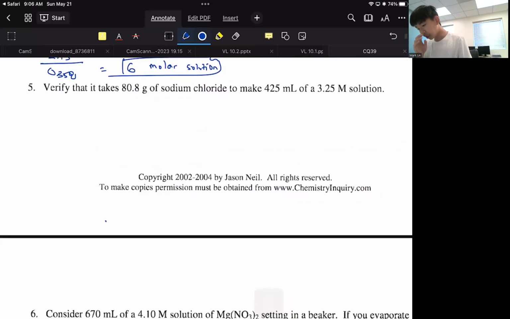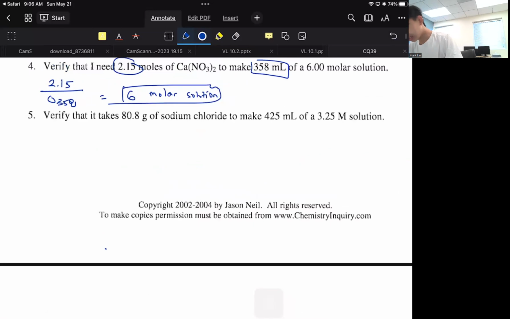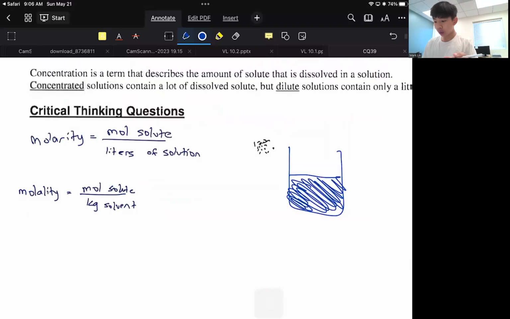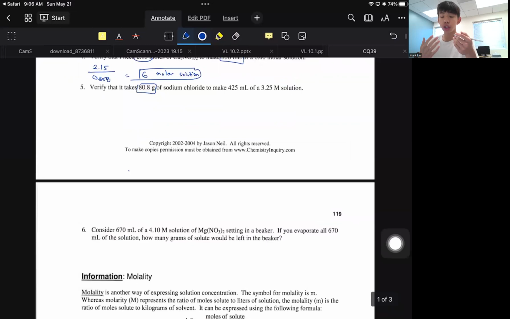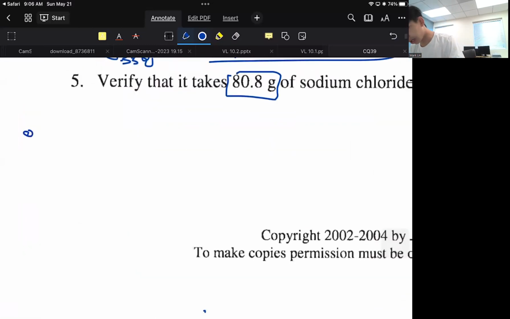Verify that it takes 80.8 grams of sodium chloride to make 425 milliliters of a 3.25 molarity solution. One other thing too, molarity is big M, molality is small m. So the way to approach this problem is that there's 80.8 grams of sodium chloride, but for molarity, we need moles of the solute. In order to go from grams to moles, you need to do a little bit of stoichiometry. So we have 80.8 grams of NaCl, right?